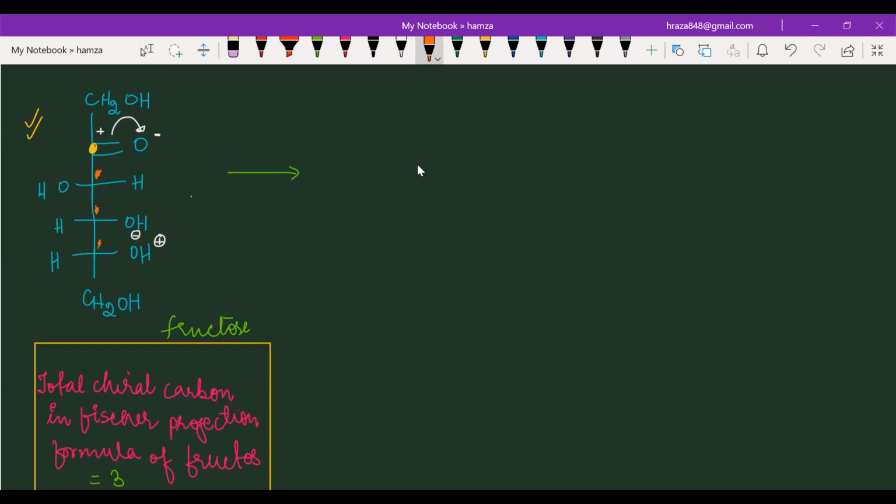Now I'm going to draw the structure. This carbon is connected with O, and O will have this positive H, so it will be OH like this. And this is connected with this carbon, CH2OH. Again, the rest will be the same: H, OH, OH, OH, H, H, and then CH2OH.